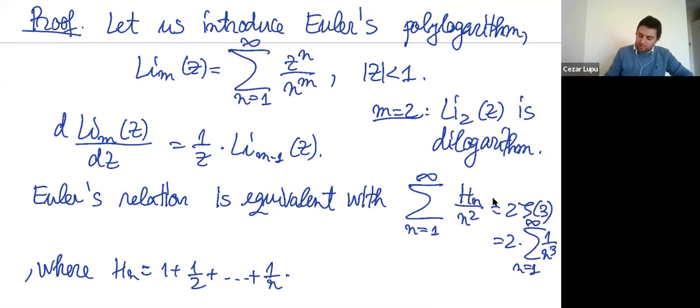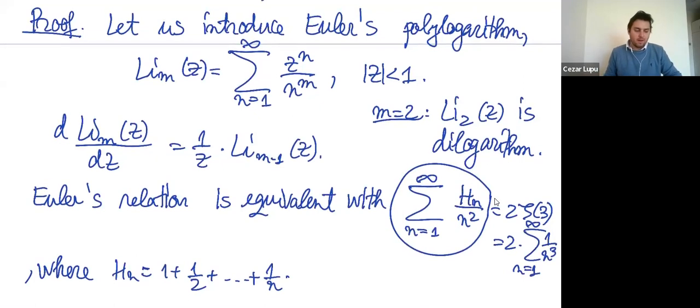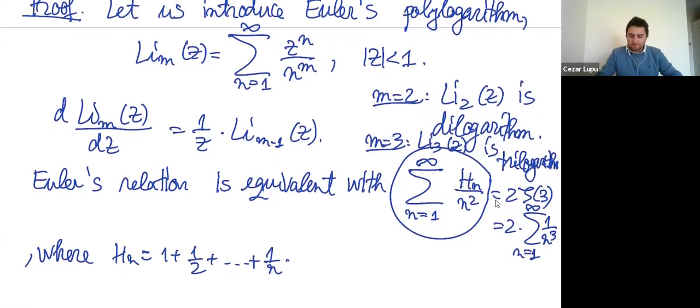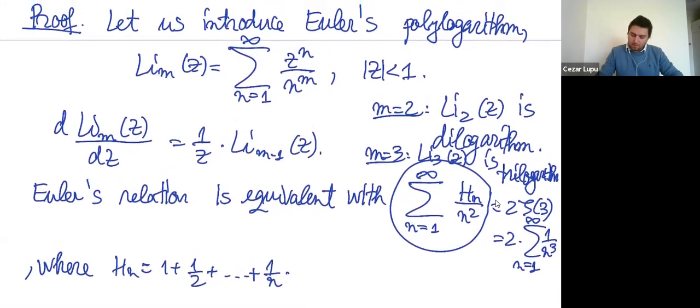Now, what we're going to do is the following. We're going to express this sum in terms of a dilogarithm in combination with a trilogarithm, right? So for m equals 3, we deal with the trilogarithm, and so on. All right. Okay.